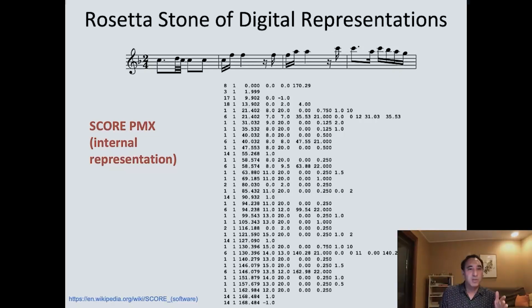Probably a professional engraver would have moved the C at the beginning of the second measure a little bit to the right because it's a little bit close to that bar line, and you might confuse the bar line for a stem. So SCORE is sometimes still used, even though it hasn't been updated in decades.